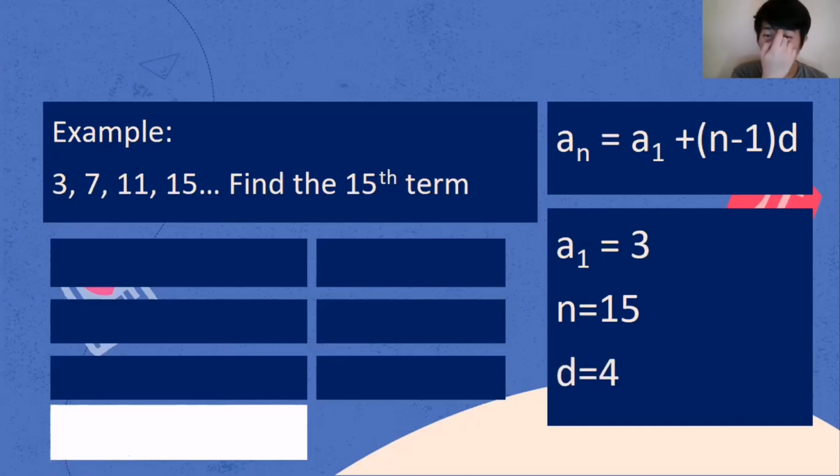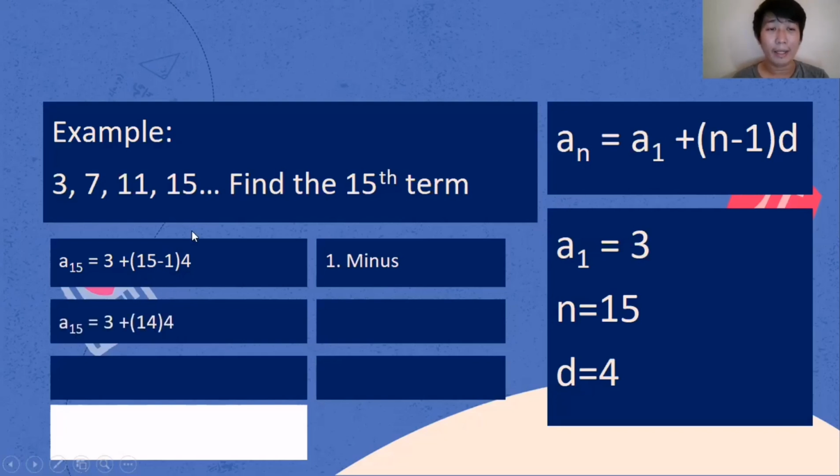Very good. After we get the values of a sub 1 and the difference, we will now be substituting the given values on the given formula. Here it goes. a sub 15 is equal to 3, that is the first term, plus 15, that is n, and 4 is the common difference. First step, 15 minus 1, the answer will be 14. Very good. Then copy 4, bring down 3.